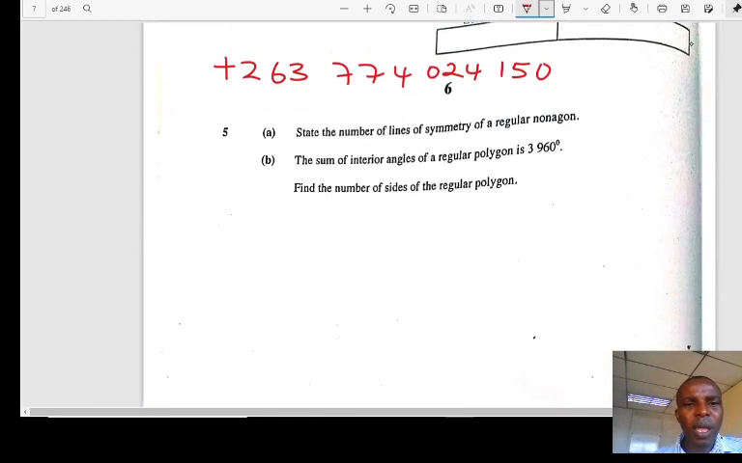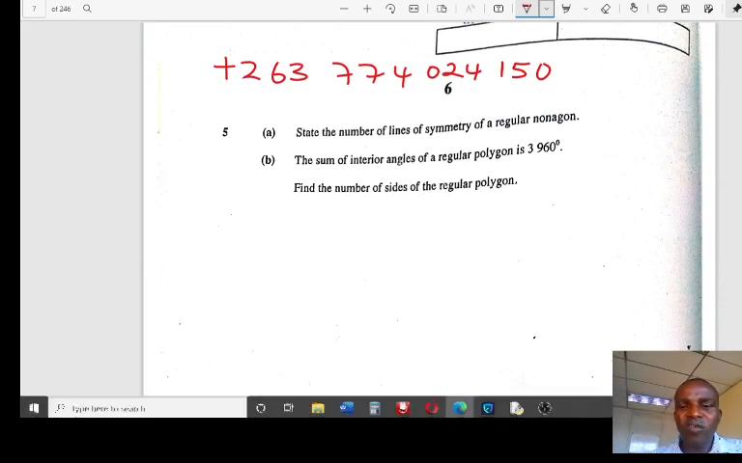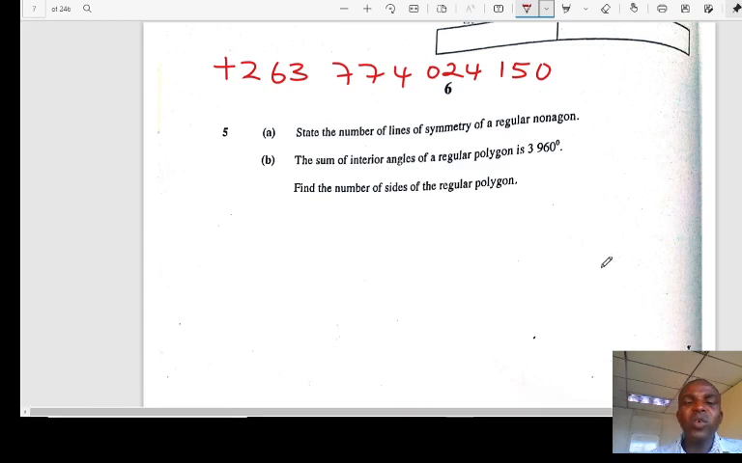Next question, question number 5. Part A, state the number of lines of symmetry of a regular nonagon. Regular nonagon, a nonagon has 9 sides. That's what you have to know. These are polygons, right? A polygon is any shape with 3 sides and above. If it's regular, it means all of its sides are equal. That's what the word regular means. 5 sides is pentagon, 6 sides hexagon, 7 sides heptagon, 8 sides octagon, 9 sides nonagon, 10 sides decagon.